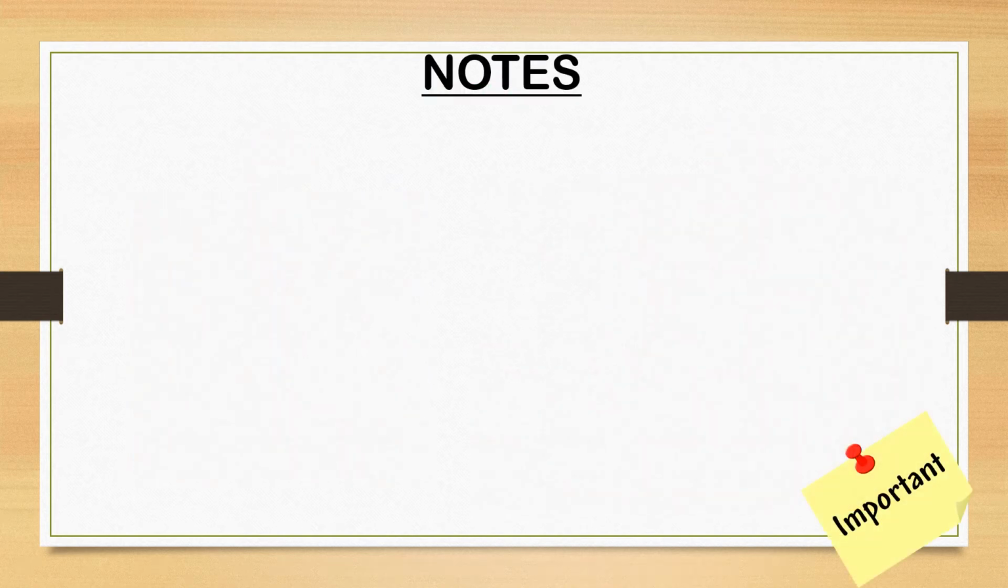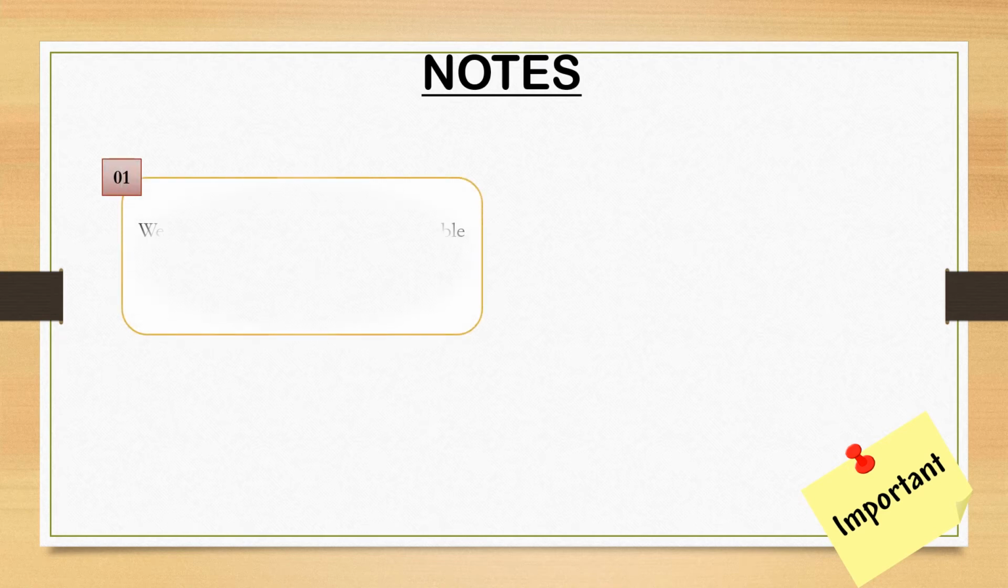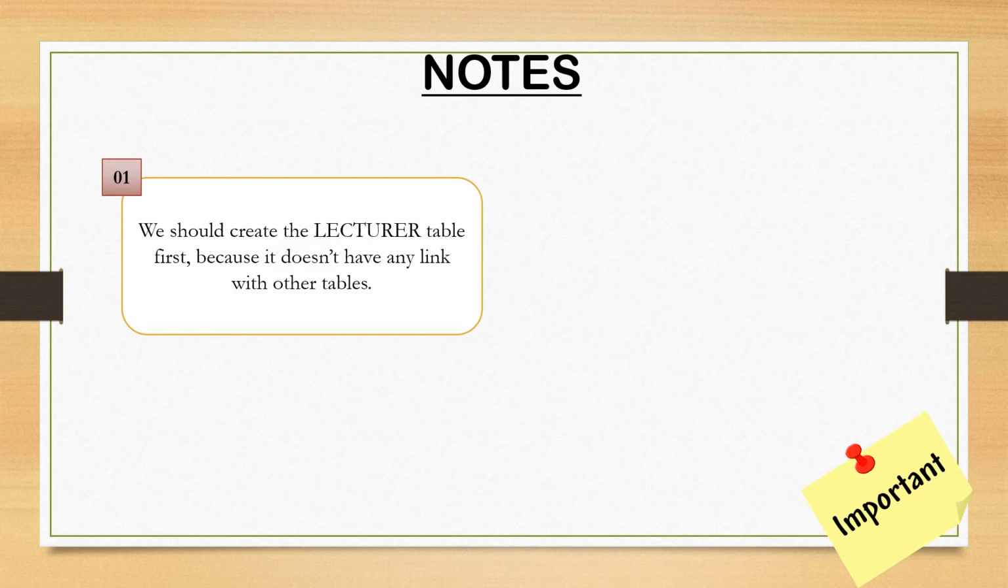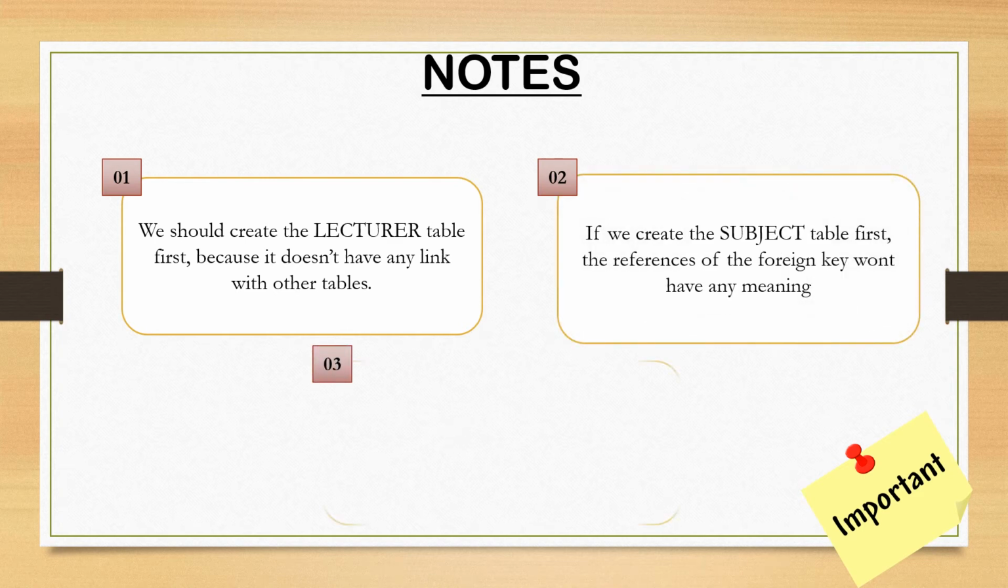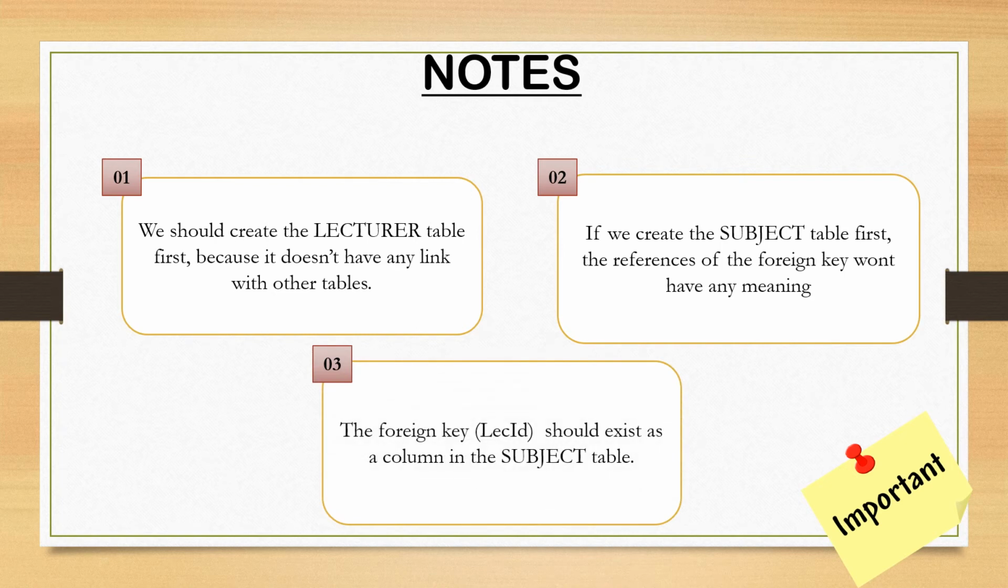When we create tables, there are some things that we should consider. We use the previous example to check the important notes. First one, we should create the lecturer table first as it doesn't have any links to other tables. Simply, it doesn't have any foreign keys. Second one, the foreign key of the subject table won't have any meaning if we create the subject table first. Third one, the foreign key of the subject table should exist as a primary key in the lecturer table.